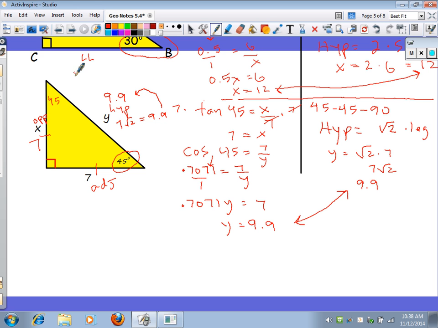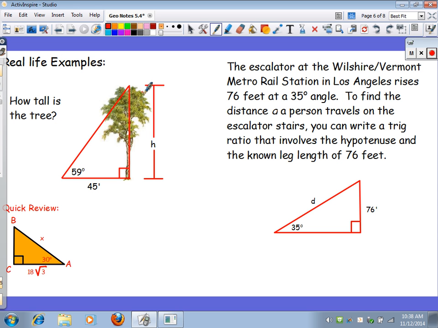All right, let's look at a couple of real-life examples. If you've got this tree right here, and you want to find out how tall it is, I've got a 59-degree angle. What does this 45 represent as far as the sides go? This is the adjacent side. It's touching the angle. It's the leg that touches.